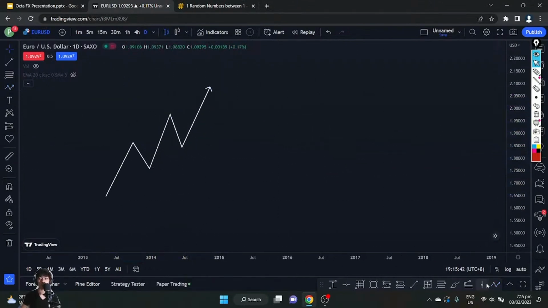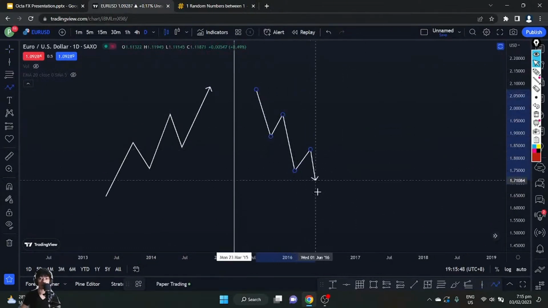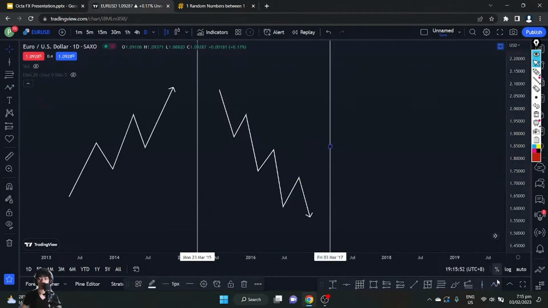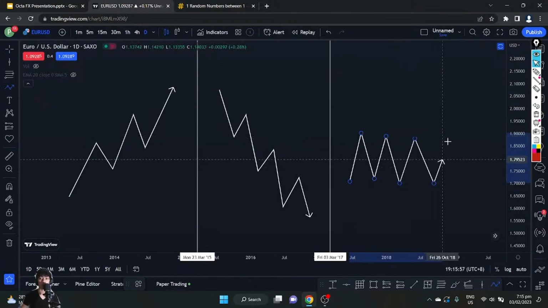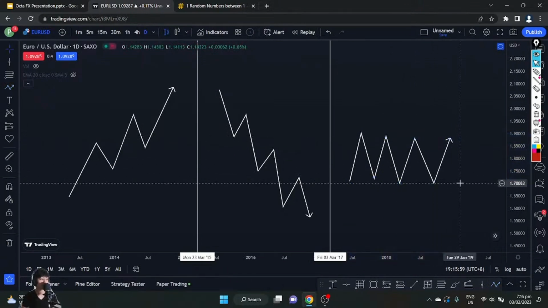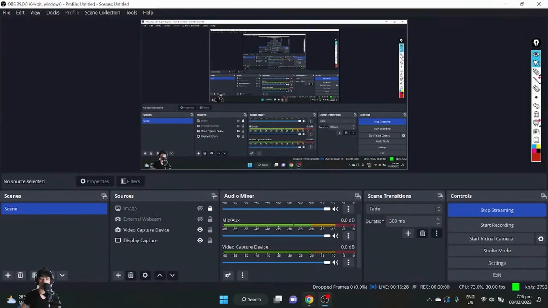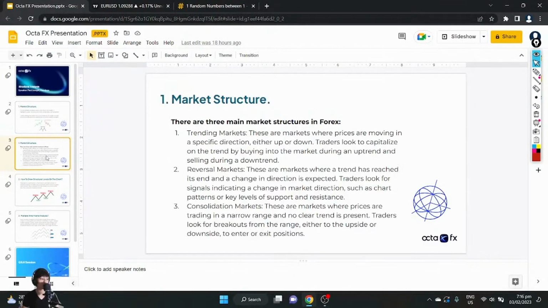We have an uptrend, then we have a downtrend, then finally we have a consolidation. So we can call it consolidation, or we can also call it sideways move or sideways. Okay? So basically this is what a market structure, or this is the nature of market structure.